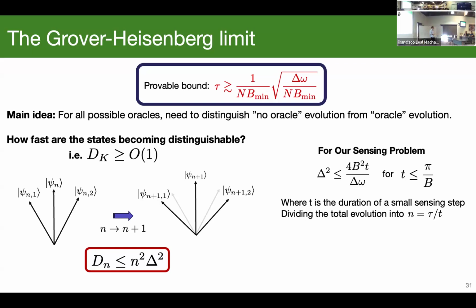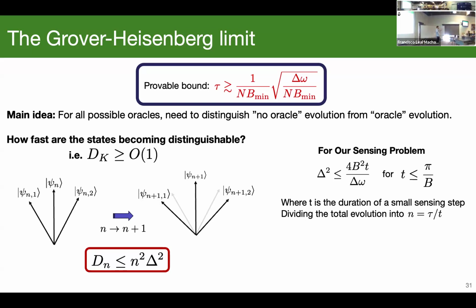Because of similar concerns. The difference between our protocol and Grover's proof is that in Grover's proof of optimality, the delta is exactly 1. But in our case, it has to depend on the parameters that we're using. In particular, you can show that this delta squared for the sensing operations goes as B squared times the duration of each step divided by the frequency range. There's some equation to this.